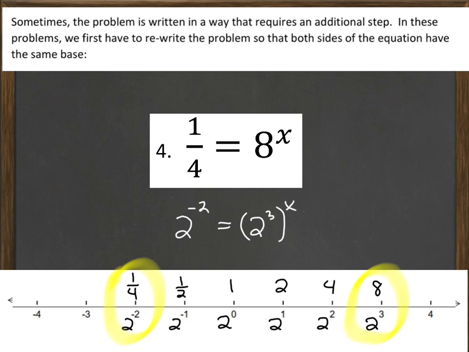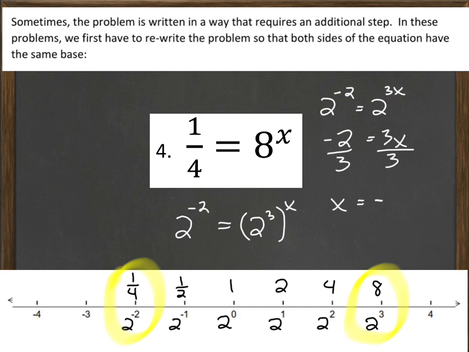Okay, so now we have to use that power rule. When I have a power raised to another power, what do I do with those two numbers? Well, we multiply them. So I have 2 to the negative second power is equal to 2 to the 3 times x, or the 3x power. Now that I've obtained the same base, what do I have to do? Well, I have to set my exponents equal to each other, and I have a one-step linear equation that I can solve. I get x is equal to negative 2/3.